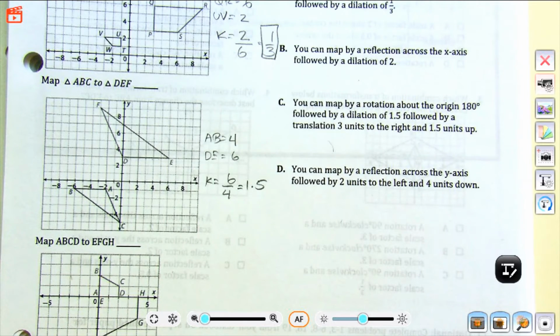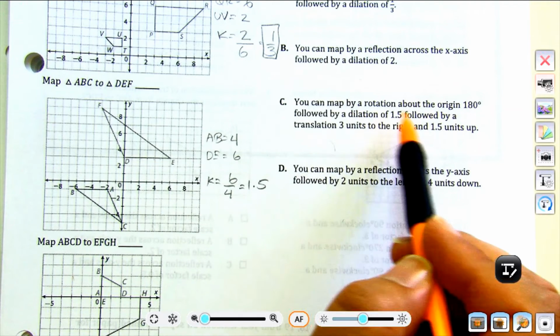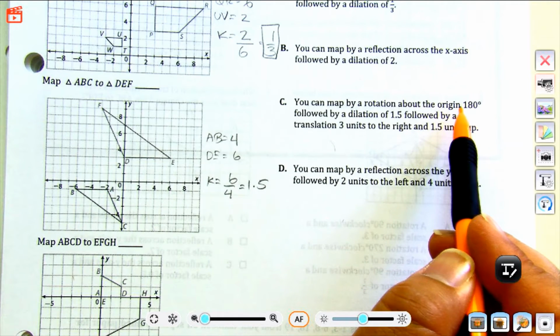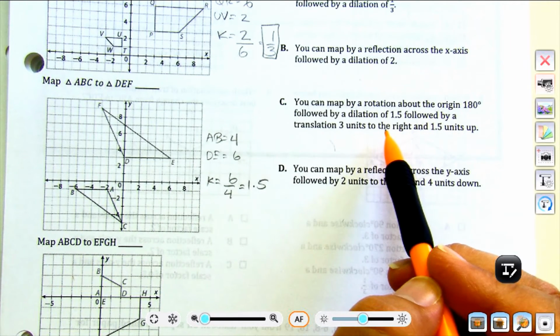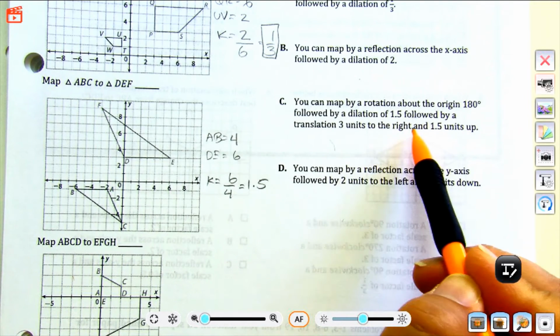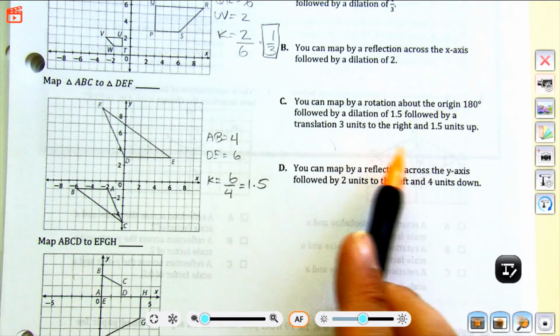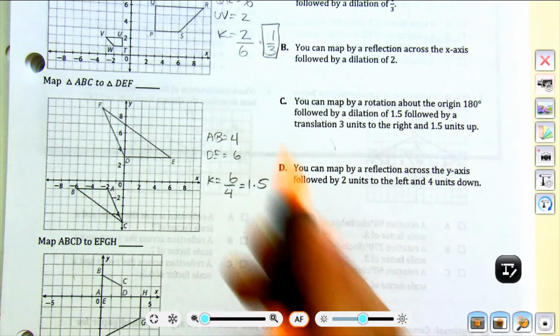And that is C. So you can map by a rotation about the origin 180 degrees, followed by a dilation of 1.5, translation 3 units to the right, and 1.5 units up. So this is going to be C.